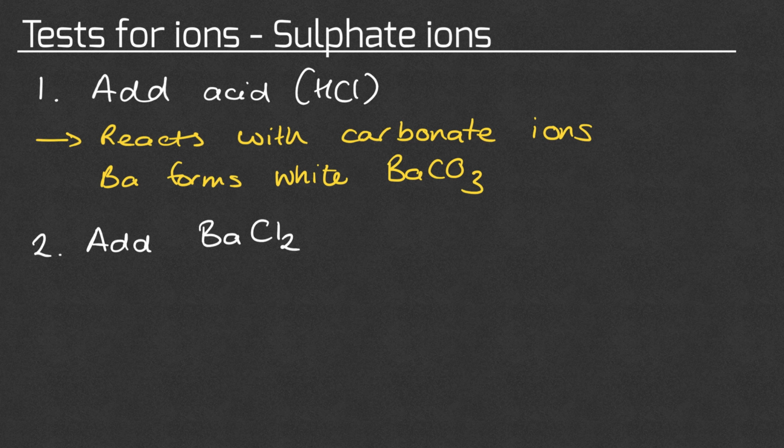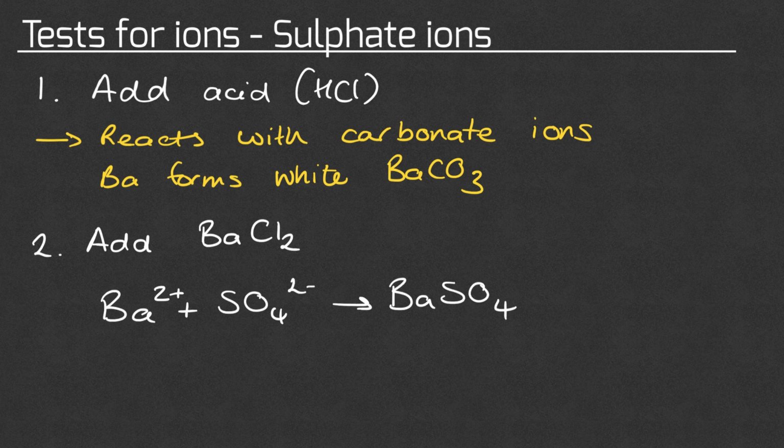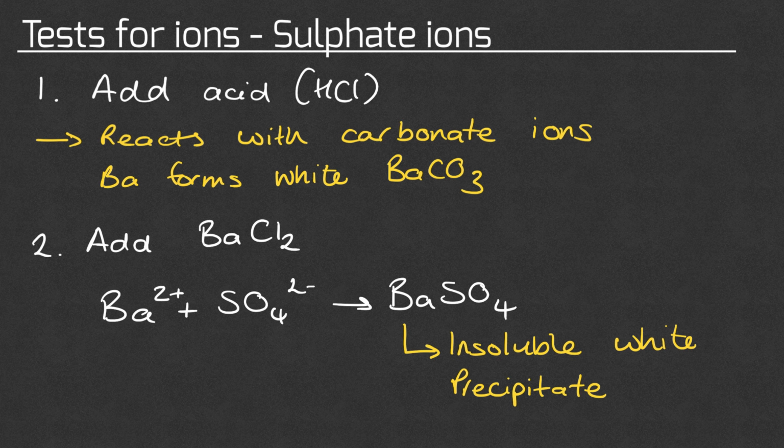The next step is to add some barium chloride. And the barium ions will react with any sulfate ions to form barium sulfate. Barium sulfate is an insoluble white precipitate, so you should see that form in your sample if sulfate ions are present. And this is why it's really important that we do the first step, because this prevents any white barium carbonate forming and confusing the positive result.